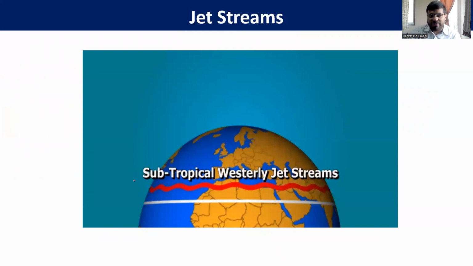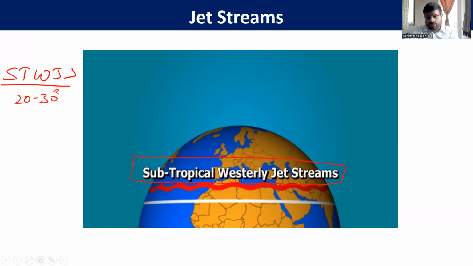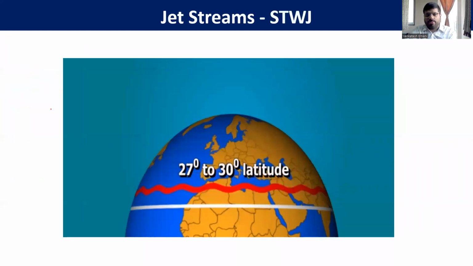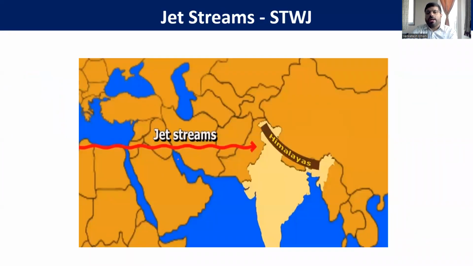One such jet stream, which is a very permanent jet stream observed across the world, is the subtropical westerly jet stream. As you can see, subtropical. It is exactly located in the subtropical latitudes, around 20 to 30 degrees north and south. And usually jet streams move from west to east. That's why it is called westerly jet stream. And around these latitudes, this is the exact place where the Himalayas are located.